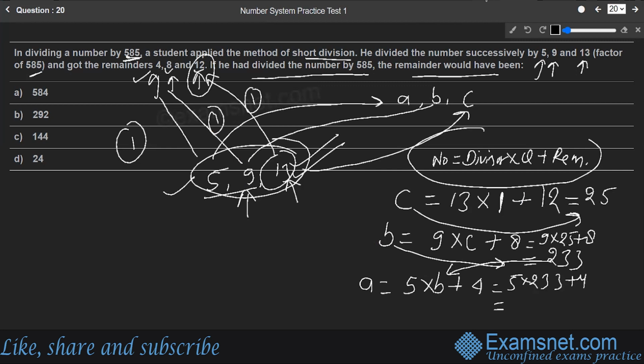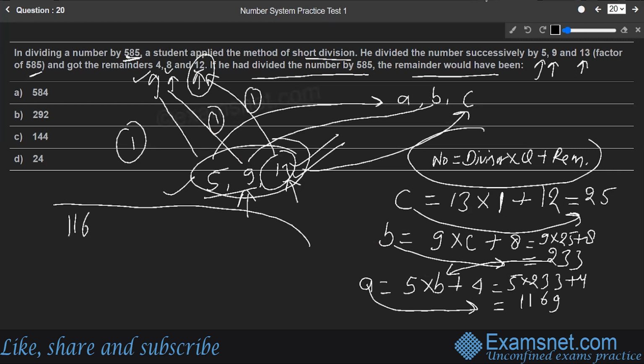If you add and multiply this, you're going to get the number 1169. So the ultimate A value is coming out to be 1169, and our divisors have been finished. After this, we take the next step. What is the next step?